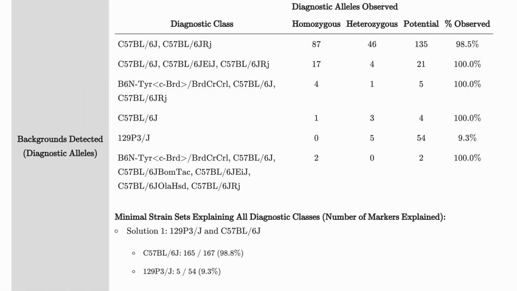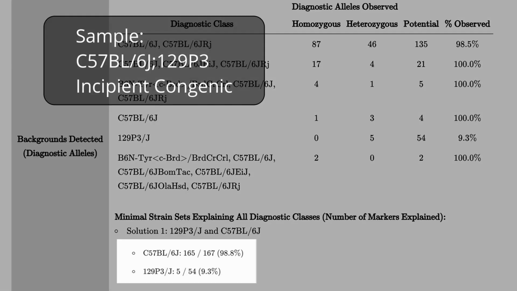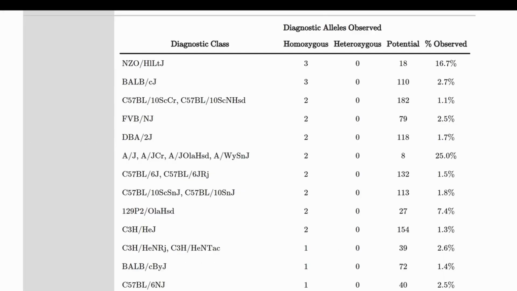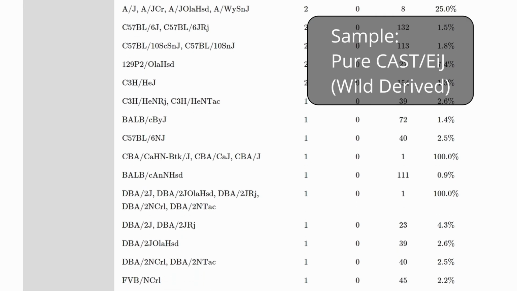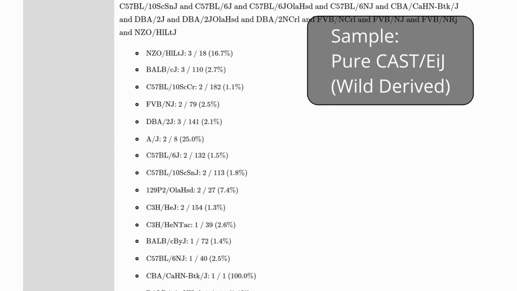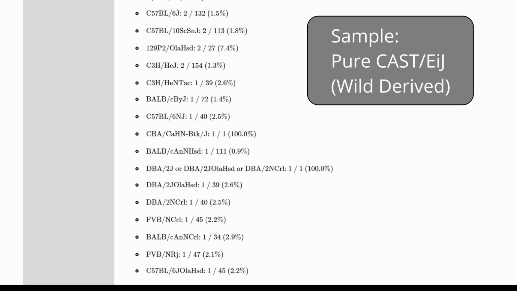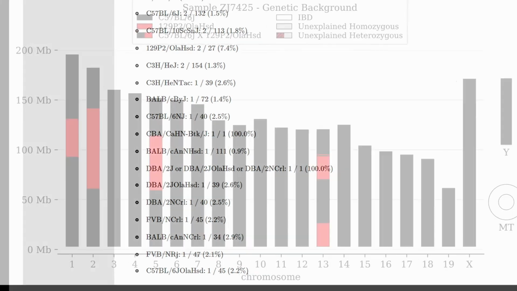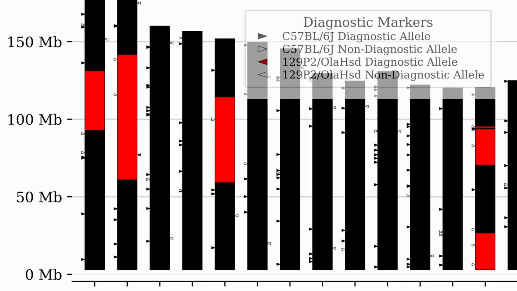Finally, samples may have diagnostic alleles from multiple strains. This sample has diagnostic alleles for C57BL6 and 129P3. It should be noted that the presence of wild-derived genetic backgrounds will compromise the diagnostic analysis. The presence of these backgrounds leads to reporting of diagnostic alleles from substrains that are not actually present, as is the case in this pure cast sample. The diagnostic markers for the primary and secondary background are also shown in the ideogram.